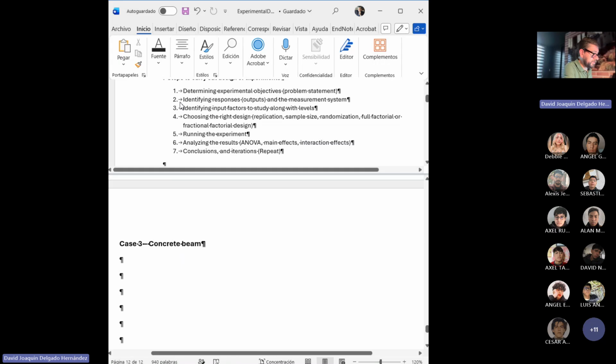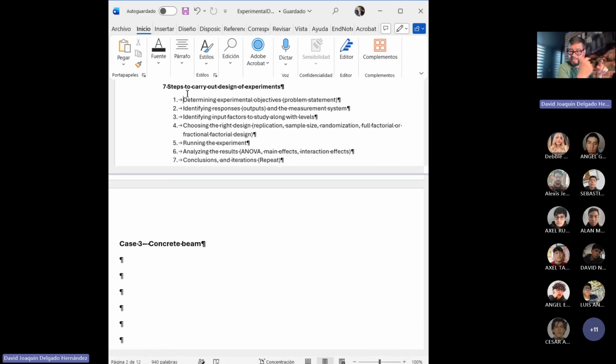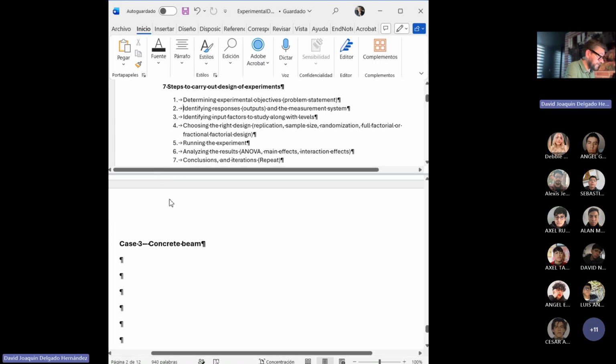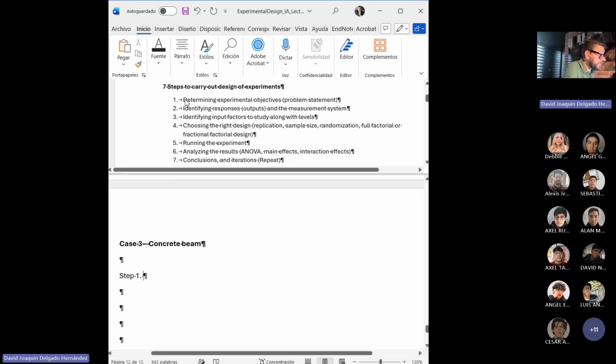Okay, so let us now move through the same 7 steps. Remember, these are the steps to carry out design of experiments. If you follow these steps systematically, you are going to be very good. Okay, you are going to have 100 points. So first, step number 1. Step 1. Determining experiment objectives.